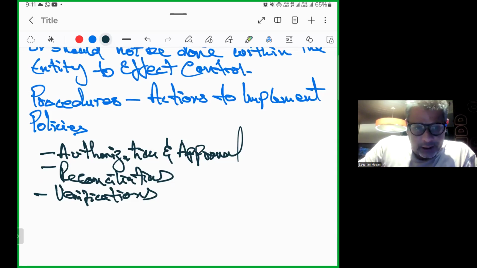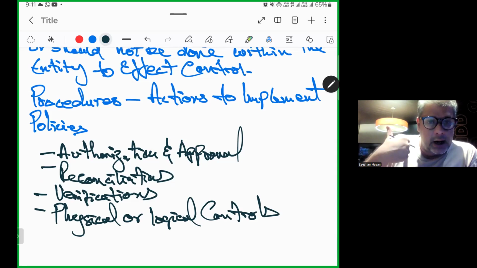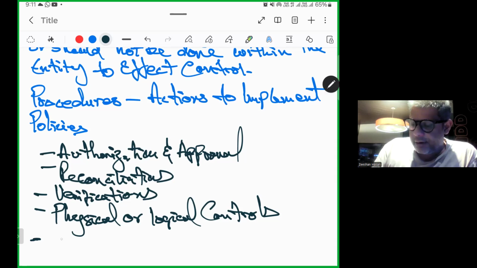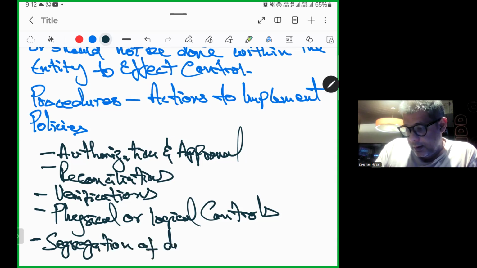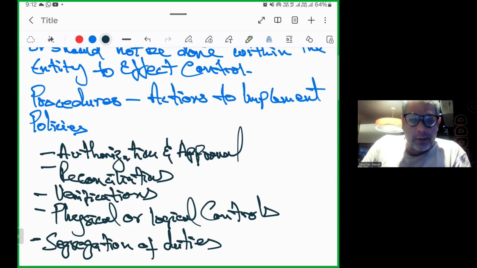Then we have physical or logical controls. Physical controls include physical security of assets and records, with safeguards such as secured facilities. Logical controls authorize access to computer programs and data files. Periodic comparison of book to physical amounts, and segregation of duties. Separating the authorization, recording, and custody functions reduces the opportunities for a person to conceal errors or fraud. Actions of one employee are checked by another, right?